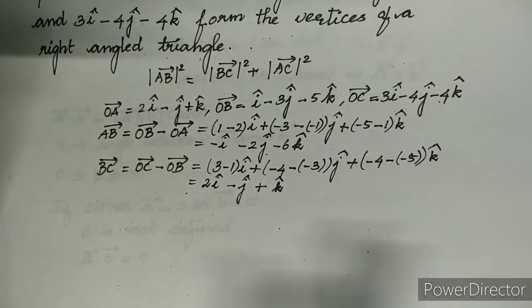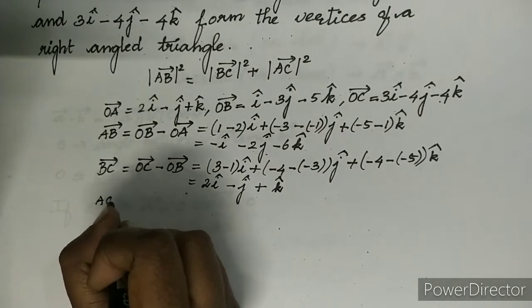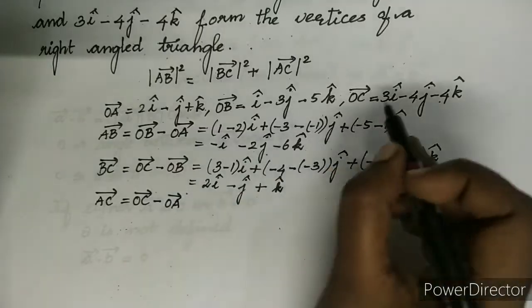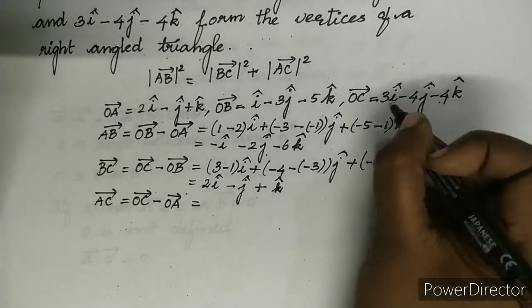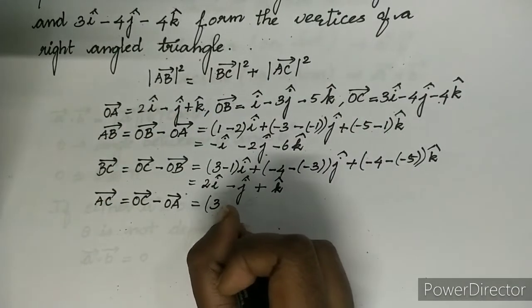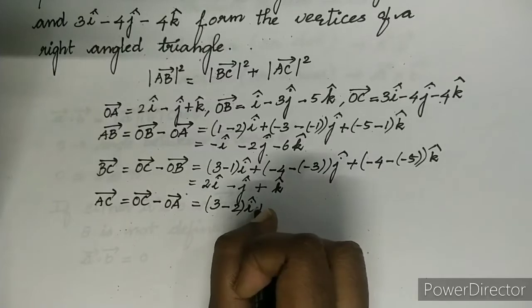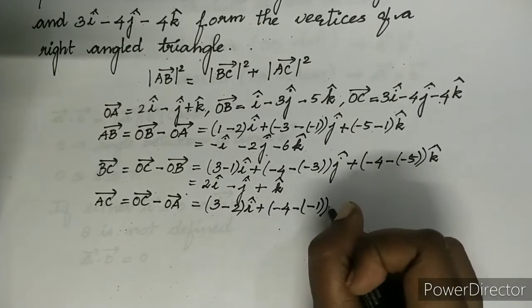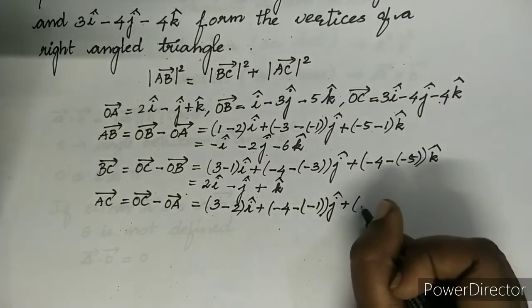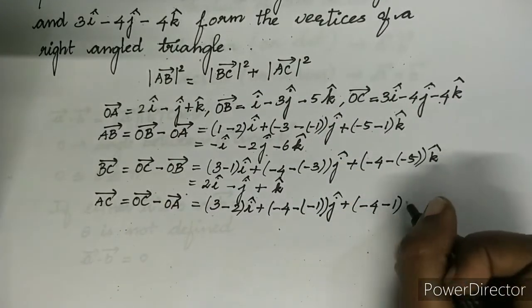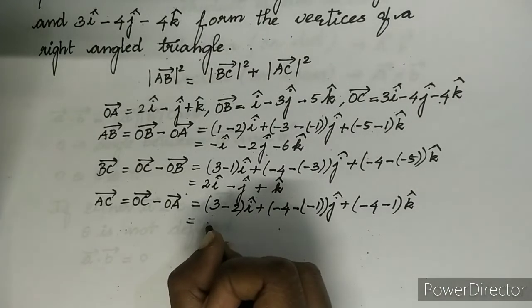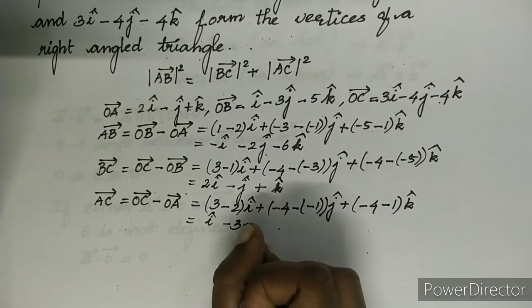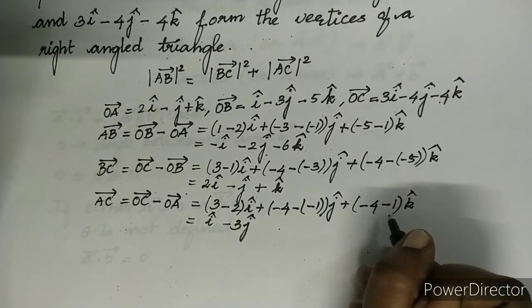And AC vector is equal to OC vector minus OA vector, which is equal to 3 minus 2 i cap plus minus 4 minus 1 j cap plus minus 4 minus 1 k cap. 3 minus 2 is 1 i cap, minus 4 plus 1 is minus 3 j cap, minus 4 minus 1 is minus 5 k cap.